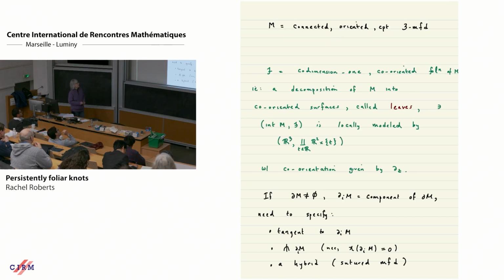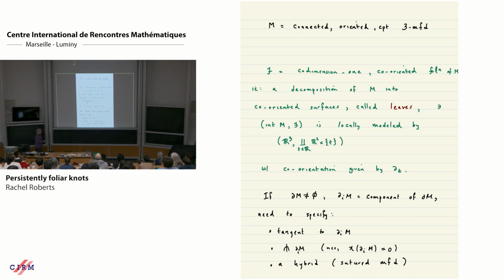An overly cluttered slide here, but thanks to Thomas, we're talking about codimension 1 co-oriented foliation. We have this manifold and it's decomposed as a union of leaves, and you should think about the leaves as typically being non-compact. A slight difference is that I'm going to be interested in allowing my boundary to be non-empty. And when the boundary is non-empty, you need to specify how you want the foliation to meet the boundary.